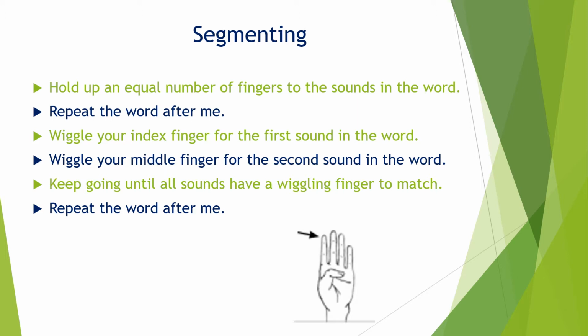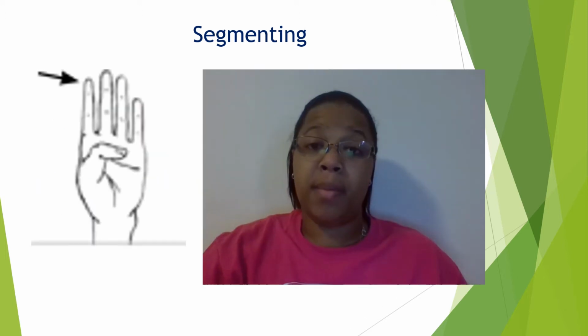We will begin by wiggling our index finger for the first sound. We will wiggle our middle finger for the second sound in the word, and we will keep going until all of the sounds in the word have a wiggling finger to match. Be sure to repeat the word after me and do the activity with me as well. Let's get started. Remember to tap, blend, and segment with the opposite hand that you write with.